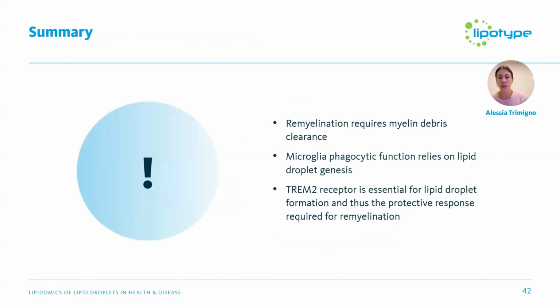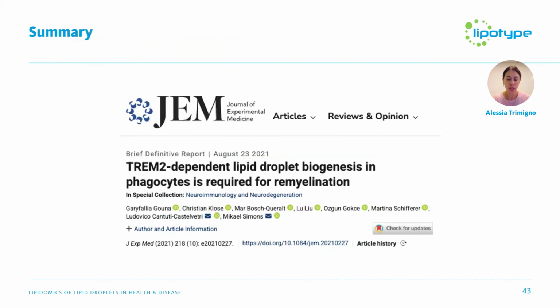So to sum up the study, we saw that the process of remyelination will require the clearance of this myelin debris. And this is the fundamental part here, that the phagocytic function of the microglia relies on the formation of these lipid droplets, also in this process of sensing the cholesterol and then the esterification of the cholesterol into cholesterol esters. And for this, the TREM2 receptor is essential. This study was published in the Journal of Experimental Medicine in 2021 and was titled TREM2-dependent lipid droplet biogenesis in phagocytes is required for remyelination.